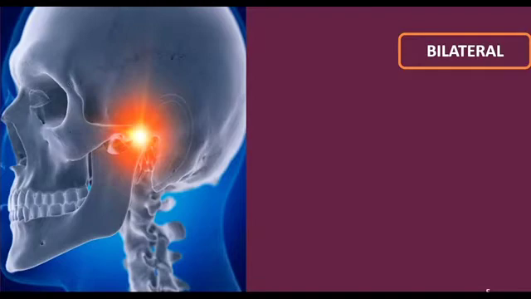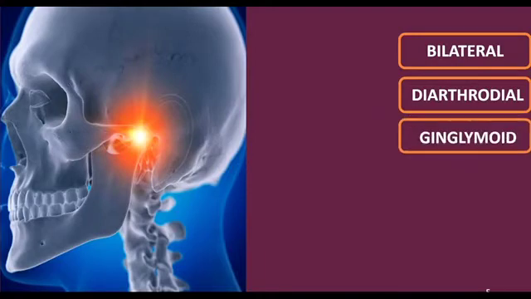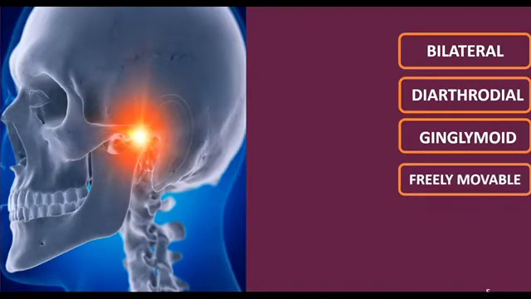Bilateral because it is present on either side, left and right side. Diarthrodial because it provides gliding movements on both sides. Ginglymoid joint because hinging and rotating movement is provided in one plane. It is a freely movable joint.